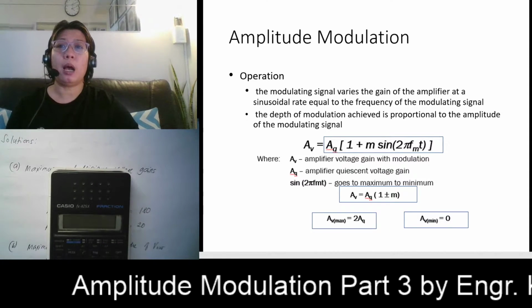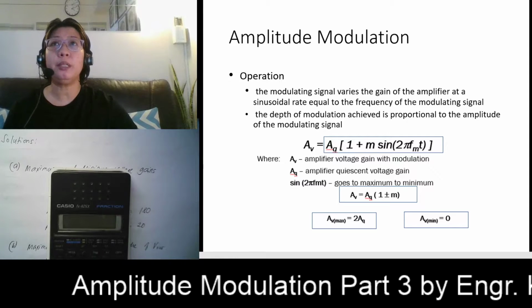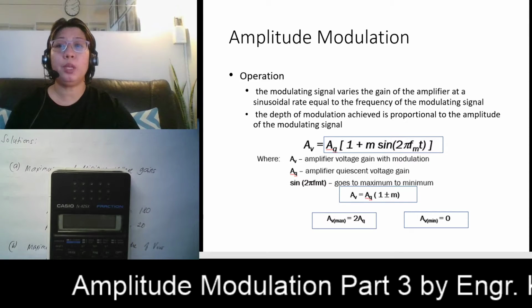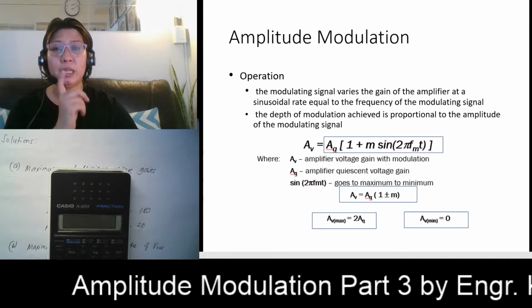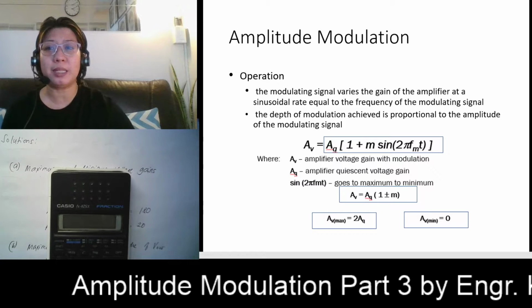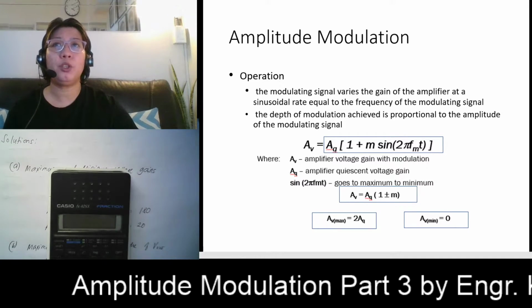So the operation: the modulating signal varies the gain of the amplifier at a sinusoidal rate which is equal to the frequency of your modulating signal. The depth of modulation achieved is proportional to the amplitude of your modulating signal.